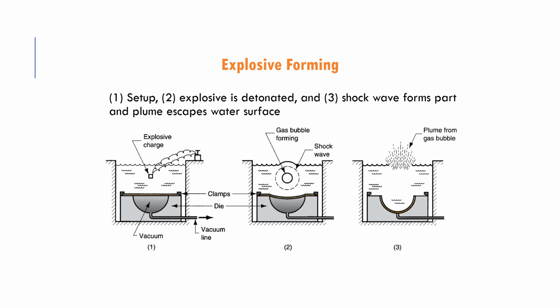So here is the setup for explosive forming. If you look at the first one, there will be an explosive charge here. This is the sheet, clamped on this die. This is the die where this area is vacuum, so there will be a vacuum line over here. In the process of explosive forming, there will be explosive over here. It will create a shock wave, and this wave will push the metal into this area. In the end it will create the shape of the sheet metal according to the die that was already designed. So this is how explosive forming takes place.